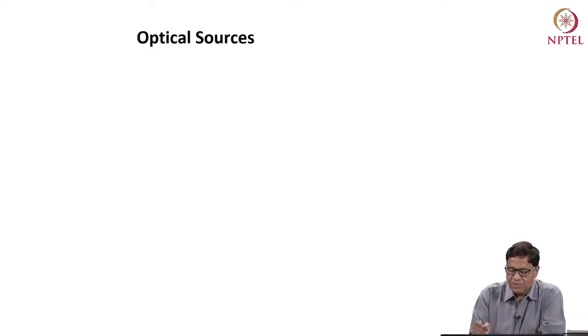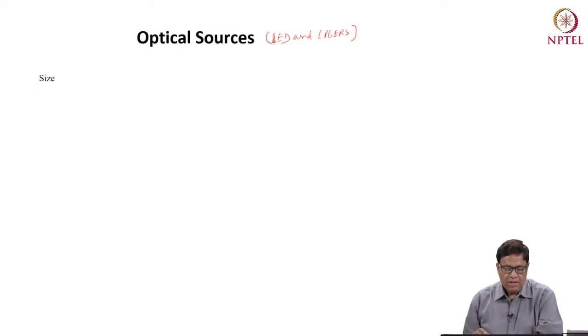So the typical optical sources which we will consider are LED and lasers. So let us now understand the typical requirements of an optical source, whether it is for optical fiber communication or for optical wireless communication. So first, the size should be very small. It should be as small as possible.